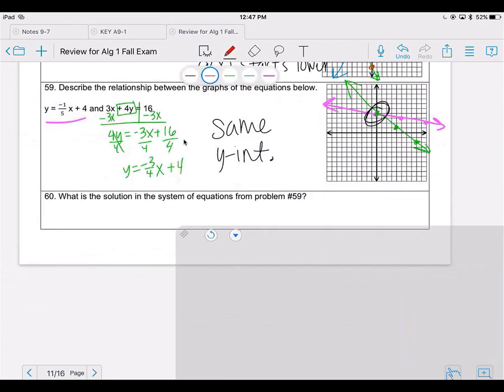And problem 60 asks me for the solution in the system to problem 59. The solution is where it crosses, and they cross at the point 0, 4, which in this case just happens to be their y-intercepts.